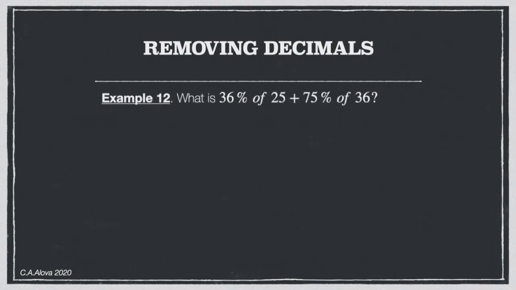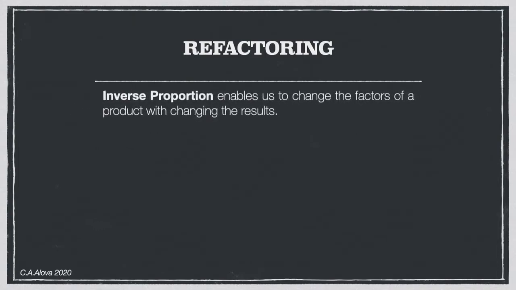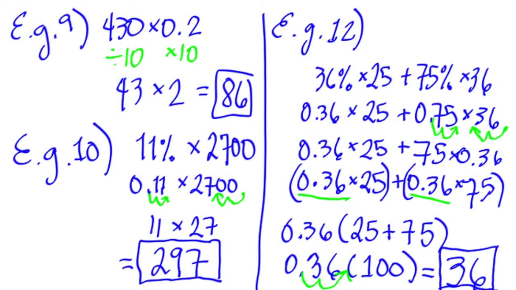Okay, let's move to the next. I think this is the last one in our topics, inverse proportion. This is refactoring. Inverse proportion enables us to change the factors of a product without changing the result. So just like in prime factorization and complete factorization, we can use the inverse proportion concept in finding the factors of 48, for example. Finding the factors of 48 will somehow look like this.